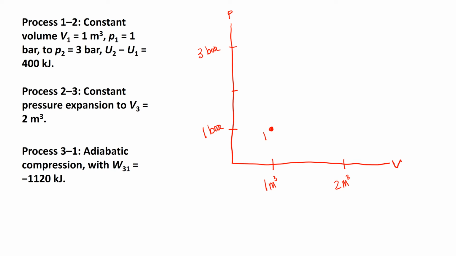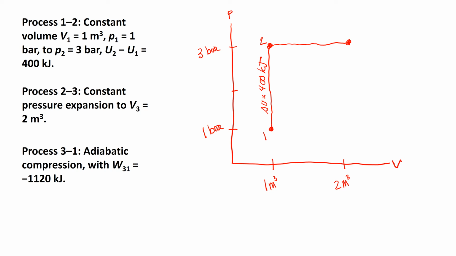Going from state 1 to state 2, we increase the pressure to 3 bars, and we have a change in internal energy for this process of 400 kilojoules. Going from state 2 to state 3, we have a constant pressure or isobaric expansion, so it's a horizontal line since the pressure is not changing, to a volume of 2 meters cubed.